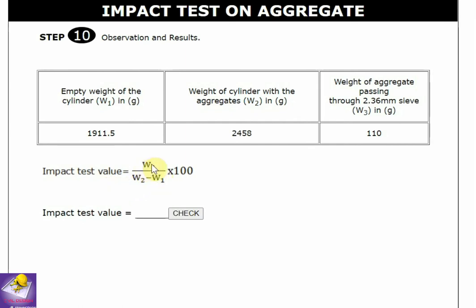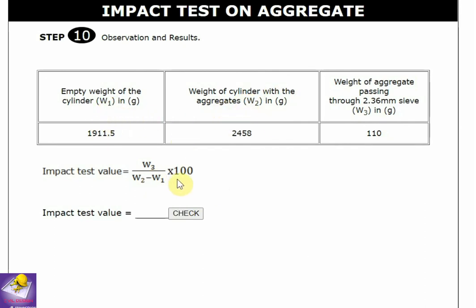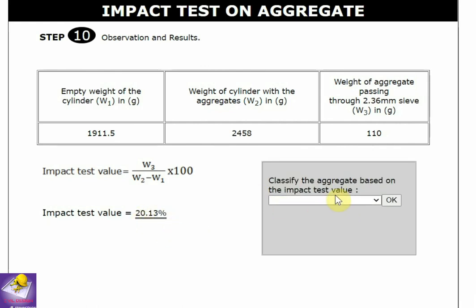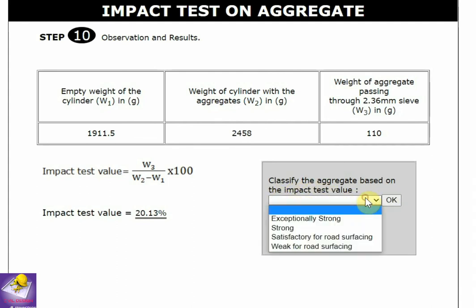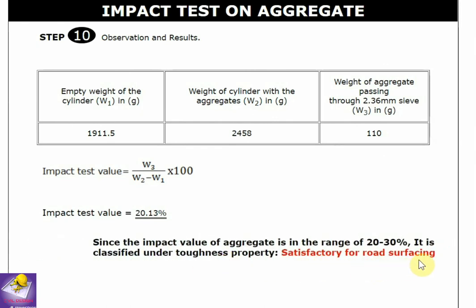The aggregate impact value formula is W3 divided by W2 minus W1, multiplied by 100. So this comes to 20.13%. Classify the aggregate based on the impact value. Since the impact value of the aggregate is in the range of 20 to 30%, it is classified under the toughness property as satisfactory for road surfacing.